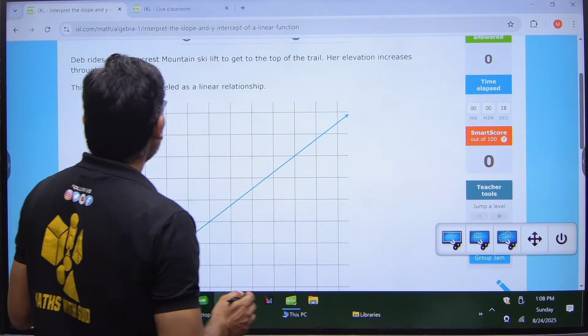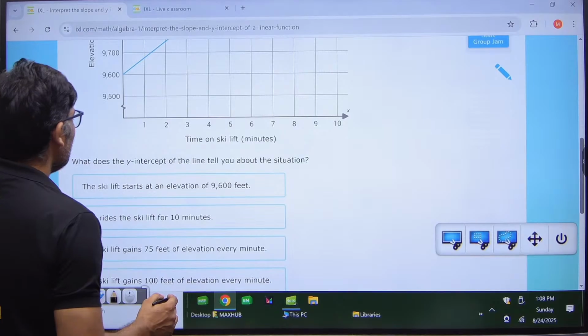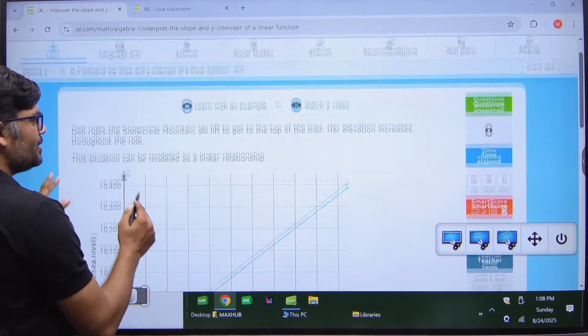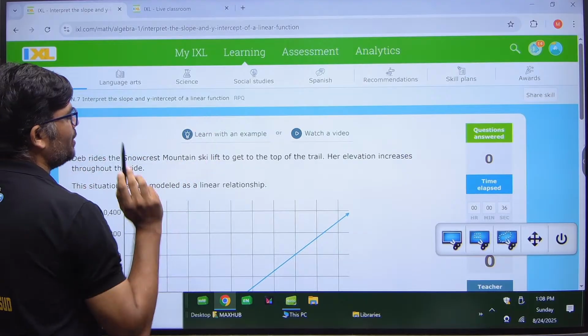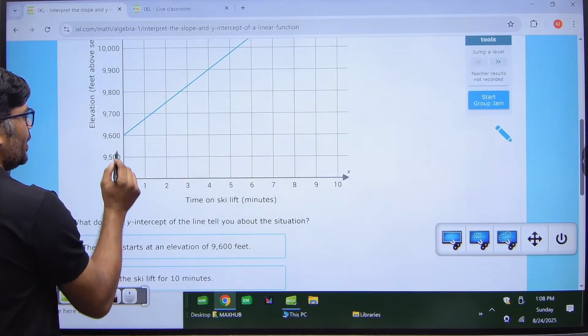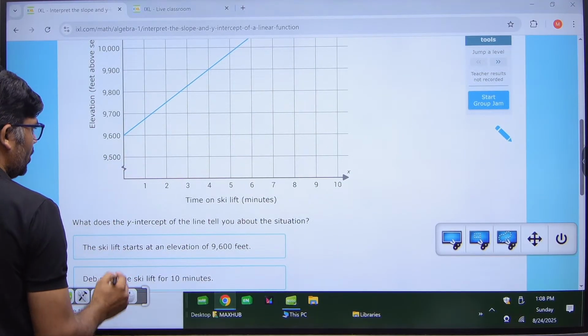Alright? So in the linear, again see this. You have to find the y-intercept. The sheet is about the slope and the y-intercept of the linear function. So what is the intercept? You can see, intercept, I told you, is the starting point.